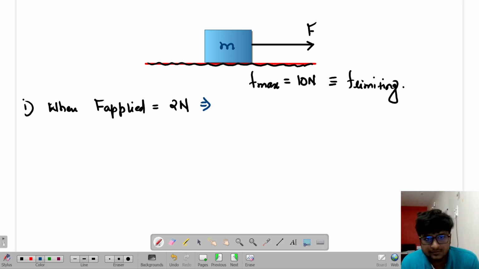Tell me, does the body move or not? Guys, same. The body is not moving. Because you know that basically means the friction which can be maximally generated is 10 Newton. Means if you are not applying a force which is more than 10 Newton, the body is never ever going to move. Why is that?